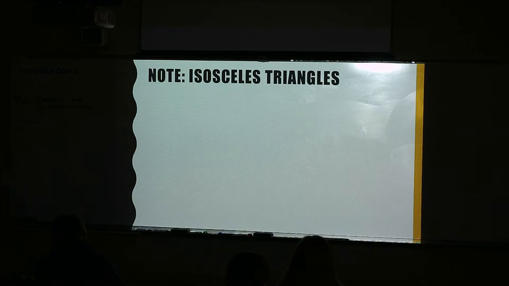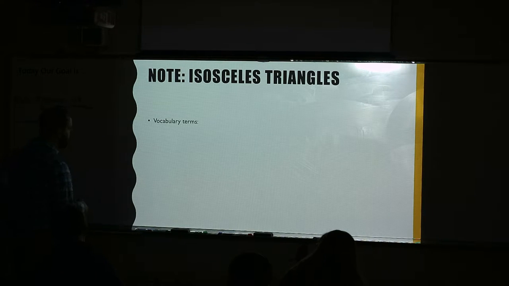Let's talk about vocab terms, right? So I want to take just a few notes on isosceles triangles. Now, if you don't remember what isosceles means from back in chapter 2, when we talked about the types of polygons, isosceles means two walls are the same. So vocab terms are going to apply to this picture I'll show you here in a second.